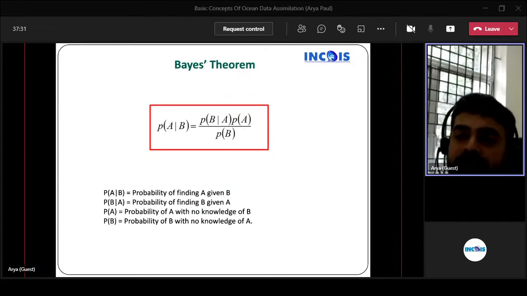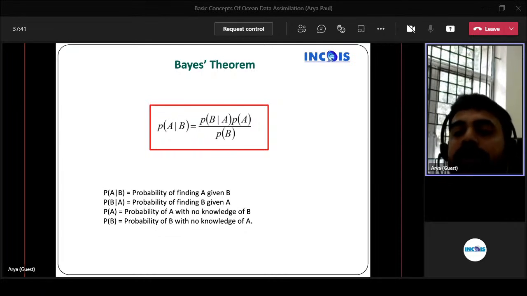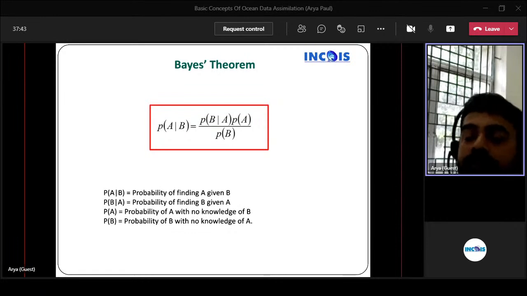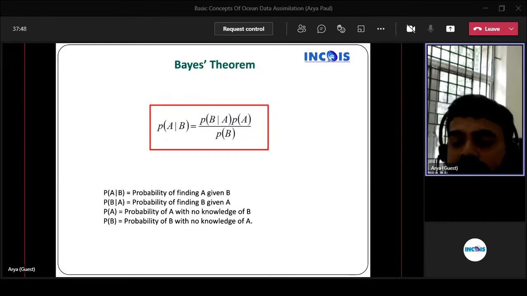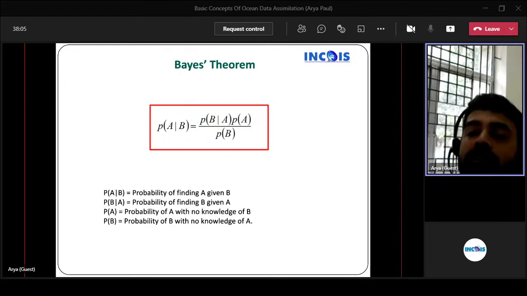So what does Bayes' theorem say? It is a theorem based on probability. Let's say I want to find the probability of finding A given that there is B. In this case, I want to find the probability of the ocean state given that there is an observation. This is equal to the conditional probability of B given A, times the probability of A with no knowledge of B, divided by the probability of B with no knowledge of A.